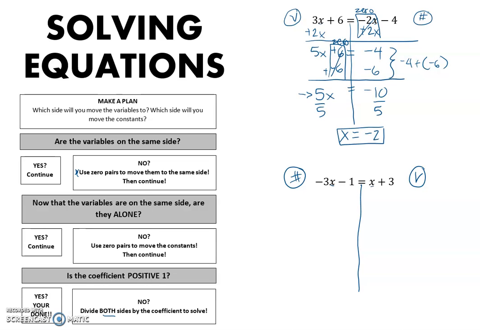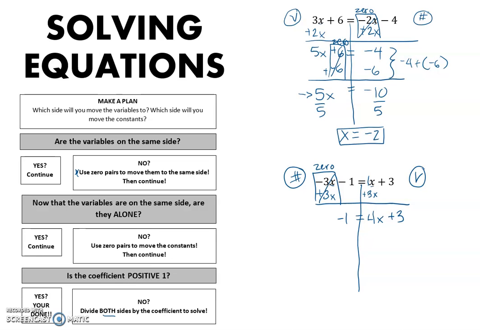Okay, no, use 0 pairs to move them to the same side. All right, so I want to 0 out negative 3x. Negative 3x, the opposite is positive 3x. That's what will create a 0 pair. We're going to add 3x to the other side. Remember, this would be a 1, okay? All right, so this is my 0 pair. It adds to 0. I'm left with negative 1 equals, add these rows. So 1x plus 3x is 4x, and I still have plus 3.